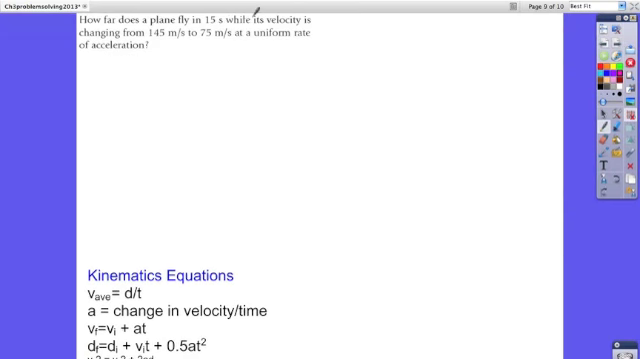How far does a plane fly in 15 seconds while the velocity is changing from 145 to 75 at a uniform rate of acceleration? So we're looking for a distance. We know the time is 15. We know the initial velocity is 145. We know the final velocity is 75.